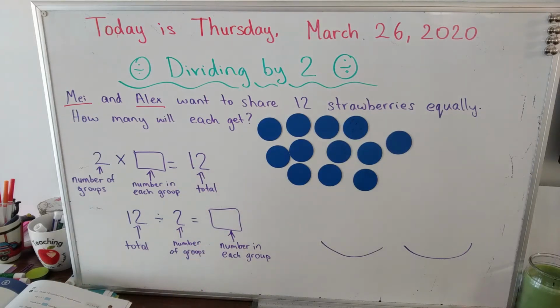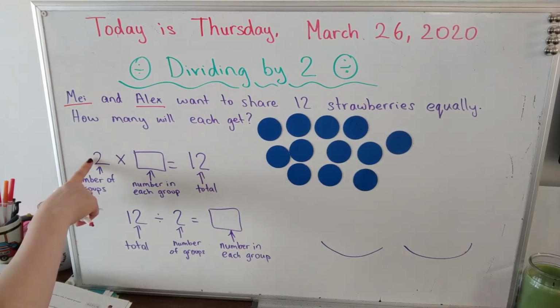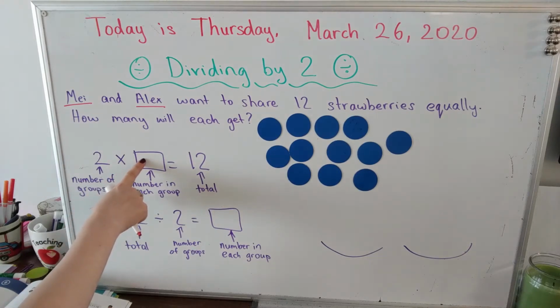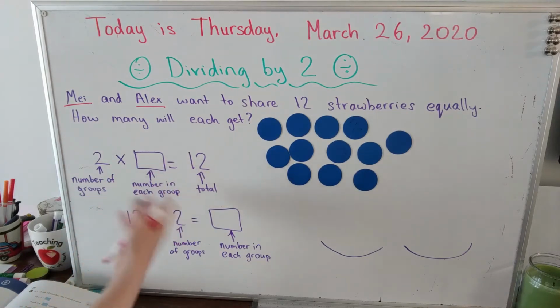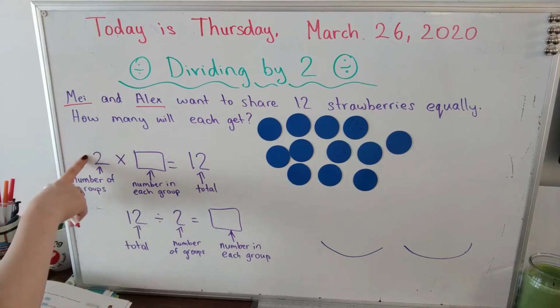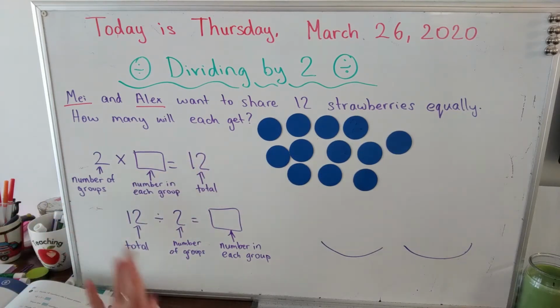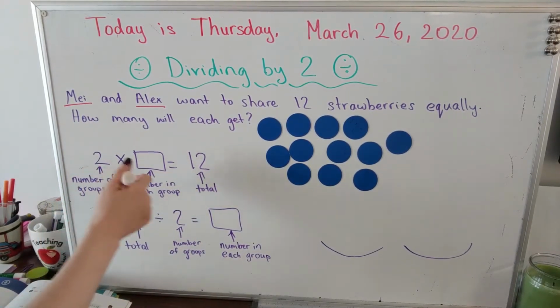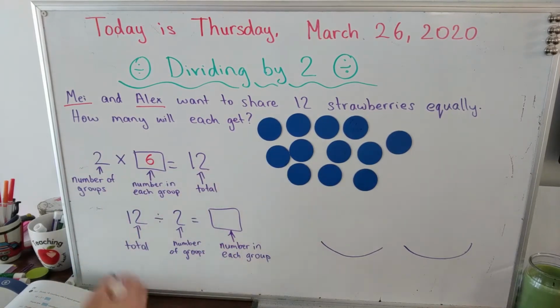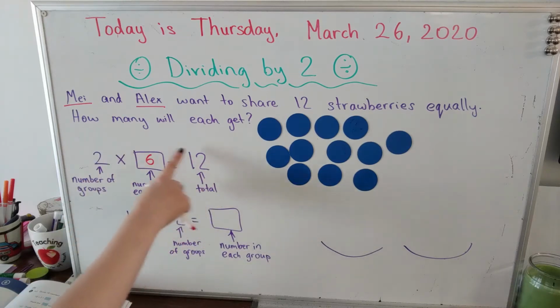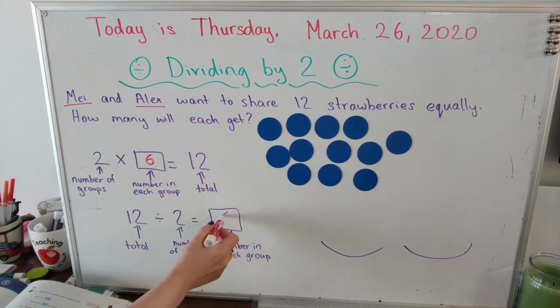You can also solve this problem using what you know about multiplication. You can ask yourself, 2 groups multiplied by how many in each group would give me the number 12? This is the reverse thinking. Number of groups goes here, number in each group would go here, and this is our total. So we know from our multiplication facts, 2 times 6 is 12. So the opposite of multiplication is division. So we can say, just based on this information, 12 divided by 2 is 6. So our answer here should be 6. But we're going to go ahead and divide just to make sure we are correct.